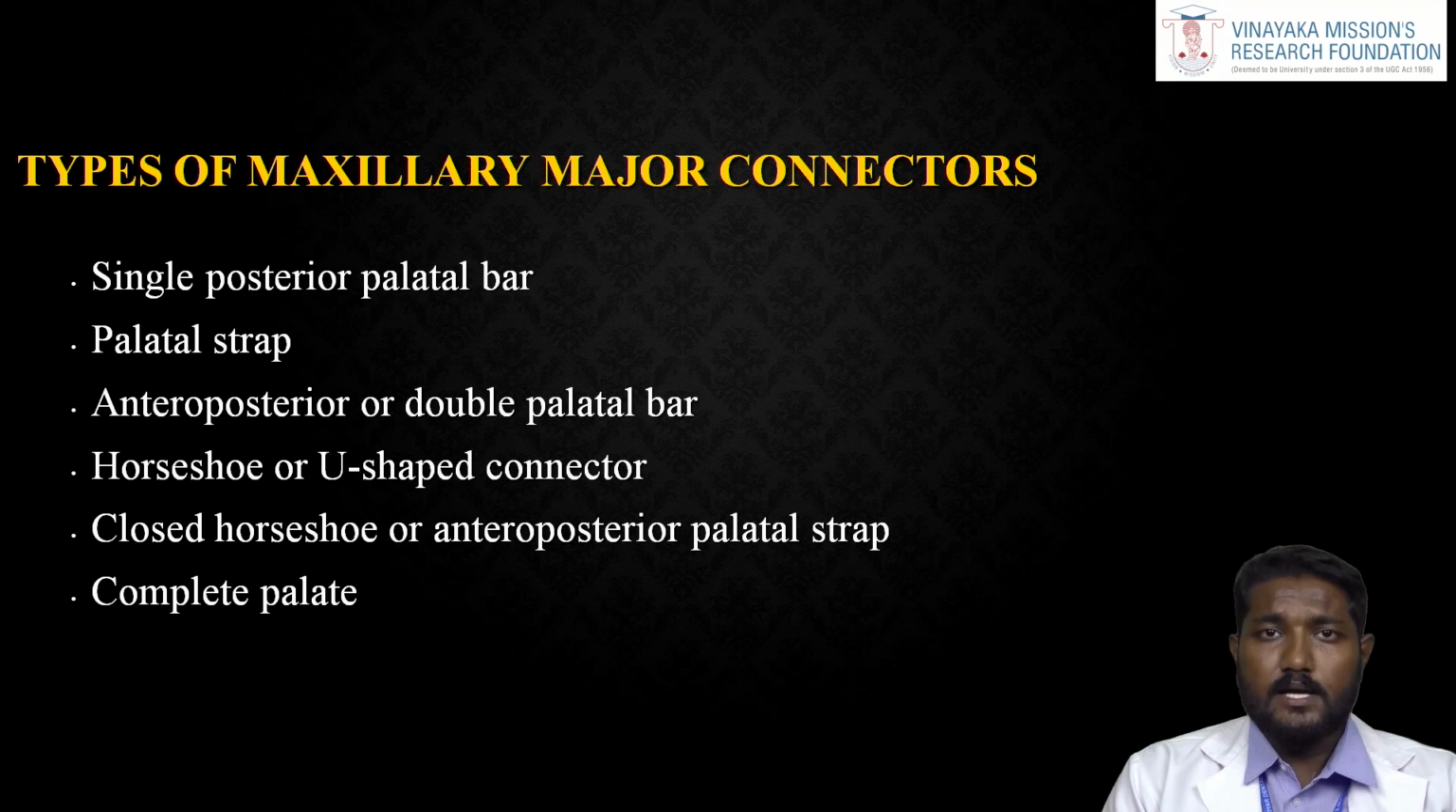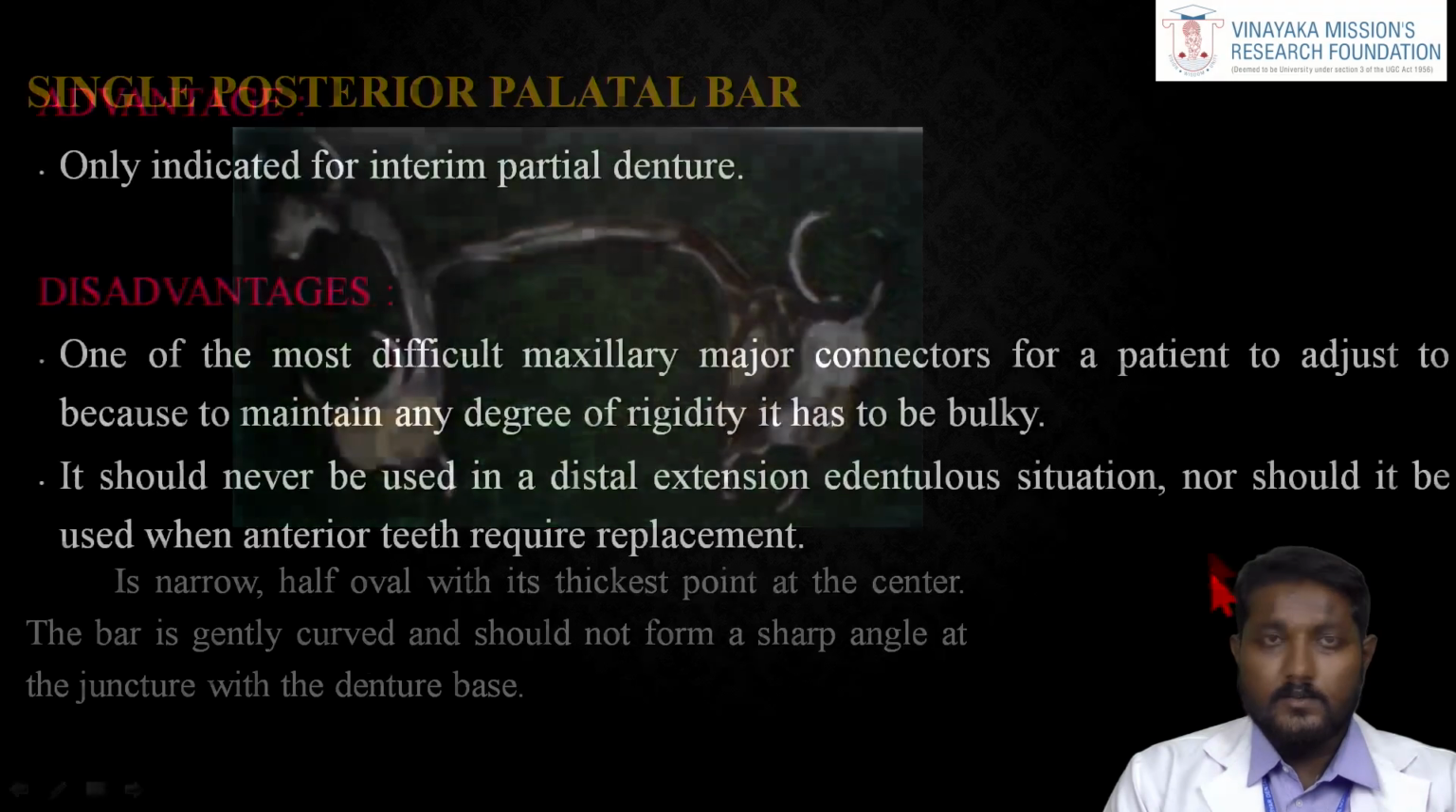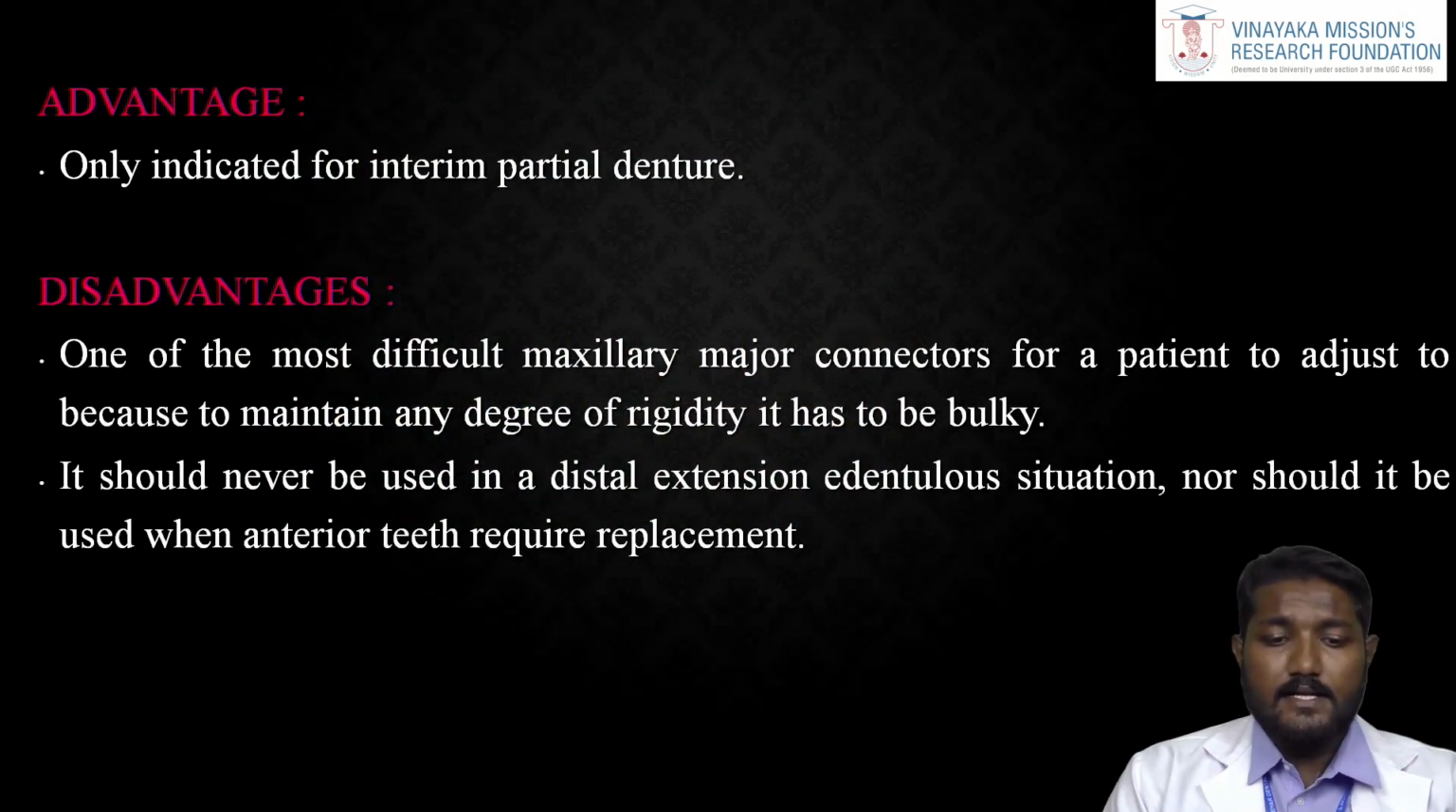Single posterior palatal bar, palatal strap, anteroposterior or double palatal bar, horseshoe or U-shaped connector, closed horseshoe or anteroposterior palatal strap, and a complete palate. Single posterior palatal bar is narrow, half oval with its thickest part at the center. The bar is gently curved and should not form a sharp angle at the juncture with the denture base. It is only indicated in an interim partial denture.